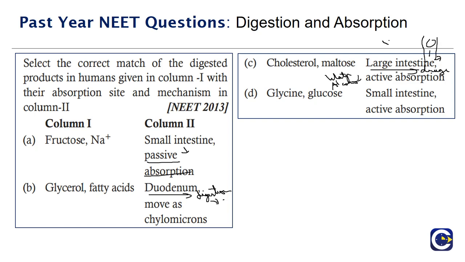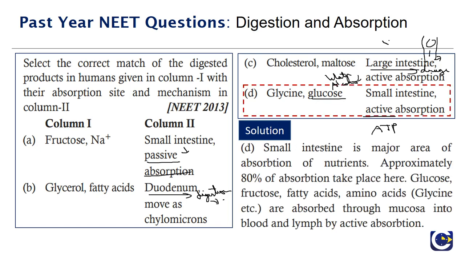Okay, so glycine and glucose, small intestine, active absorption. Yes, correct. So glucose is by active transportation, glycine and glucose both by active absorption, that is by transport using ATP. Okay, so the option is option D.